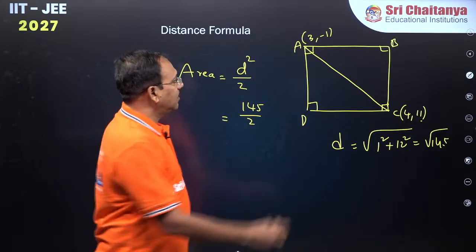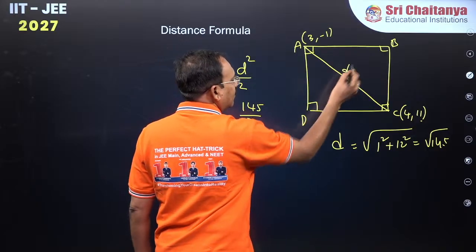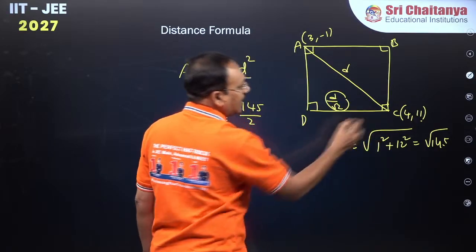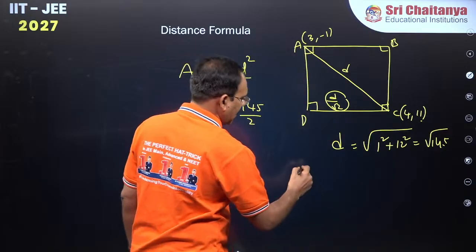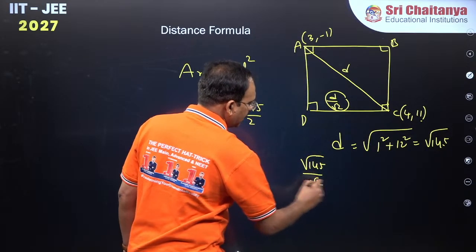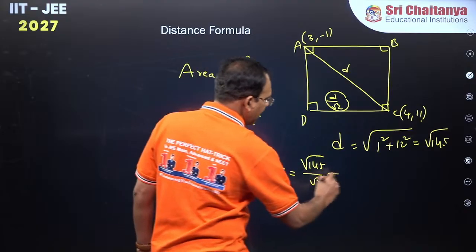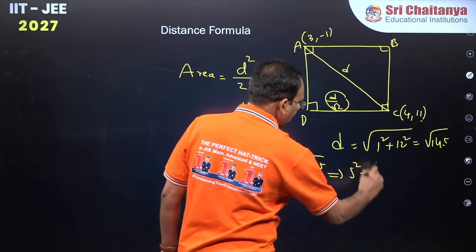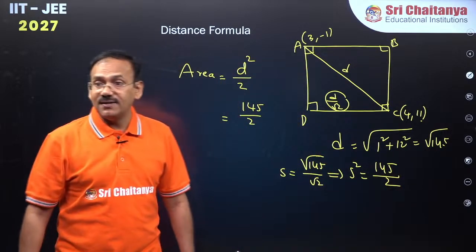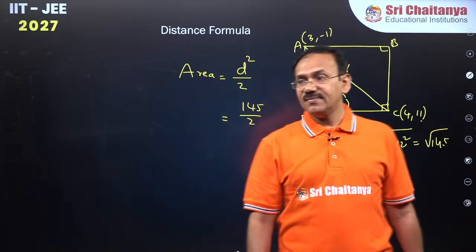Or else, if the diagonal is given, diagonal by root 2 will be the side, because it is a right angle isosceles triangle. So root 145 by root 2 is the side. So area is nothing but side square, which is 145 by 2 square units. Clear everyone?